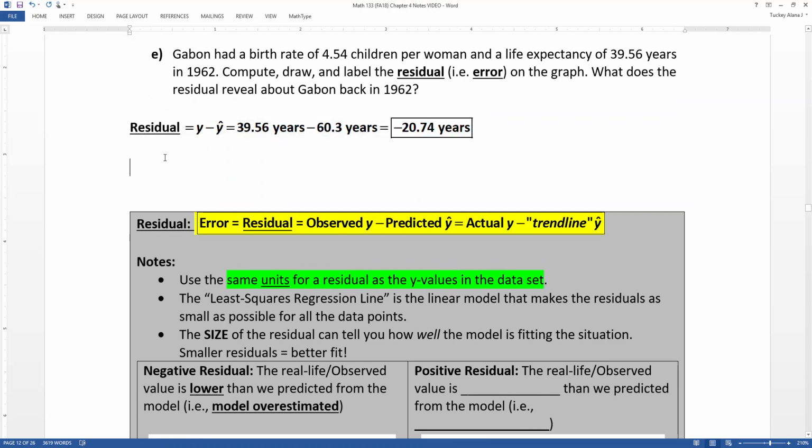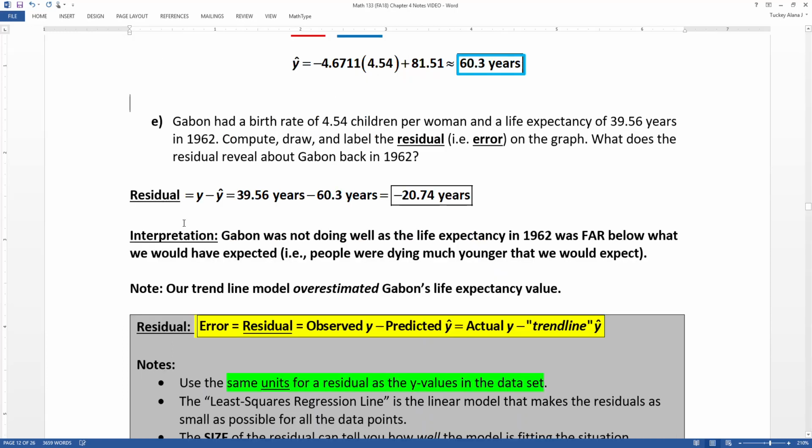Now, before we get into any more about residuals, real quickly, what does this reveal for us about Gabon back in 1962? Well, Gabon was not doing very well, right? Because the life expectancy in that country at that time was way below what we would have expected. All right, so to interpret this, we would say Gabon was not doing very well, as the life expectancy in 1962 was far below what we would have expected. In other words, people were dying much younger than we would expect.